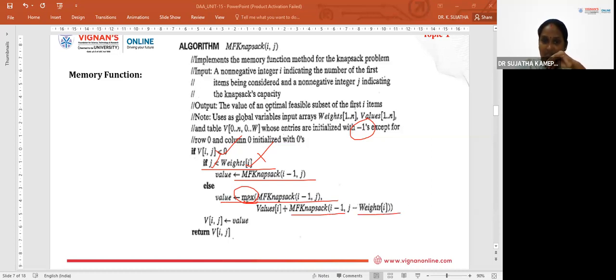So here we are taking a maximum. Here we directly find the value from this function, and here we take the maximum value of these two functions. Finally, V(i, j) takes the value and we return the V(i, j) value. So this gives the memory function algorithm for solving the knapsack problem using dynamic programming.